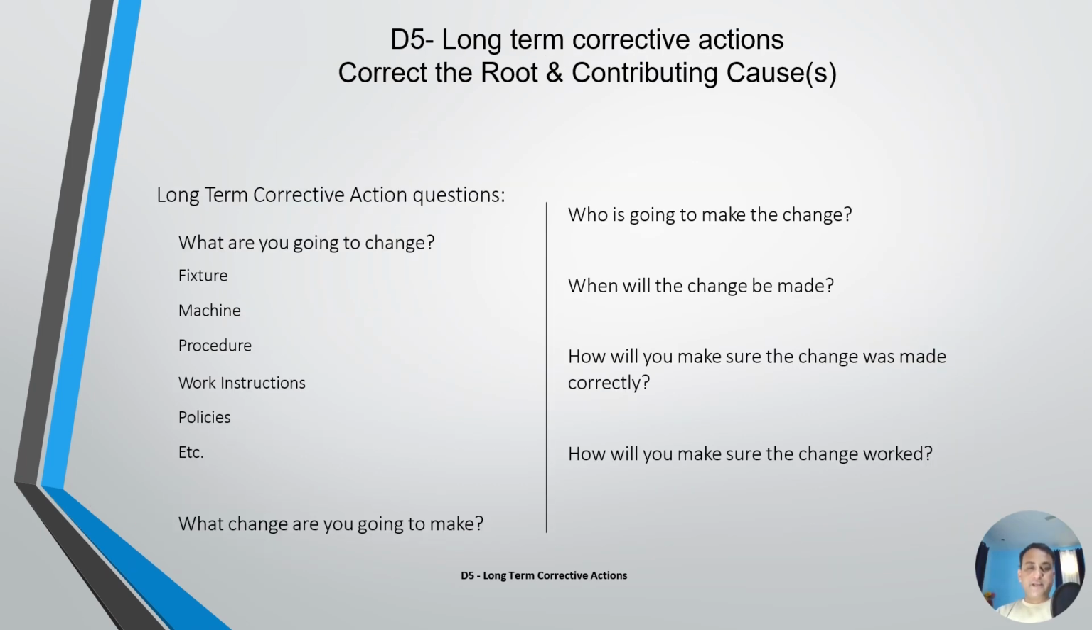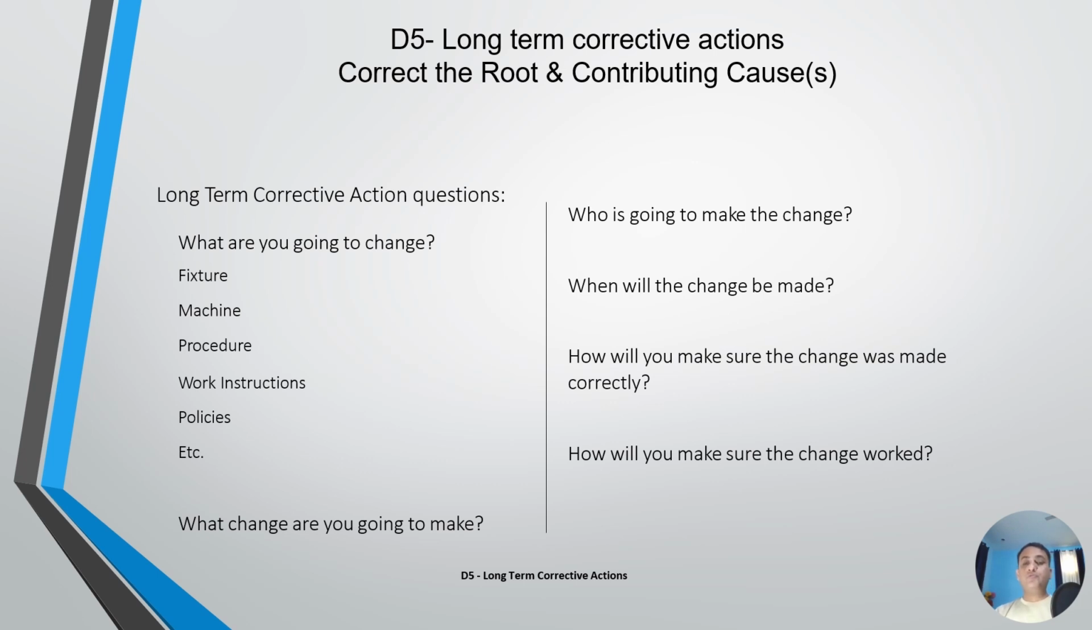Step 5, D5 in 8D problem solving, is implementing the long-term corrective actions to correct the root cause. To find the long-term corrective action, we ask questions like, what are we going to change: fixture, machine, procedure, work instruction, policies, etc.